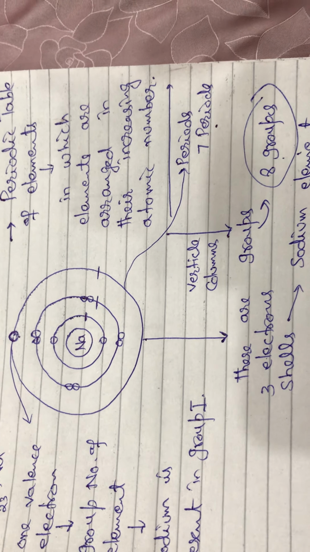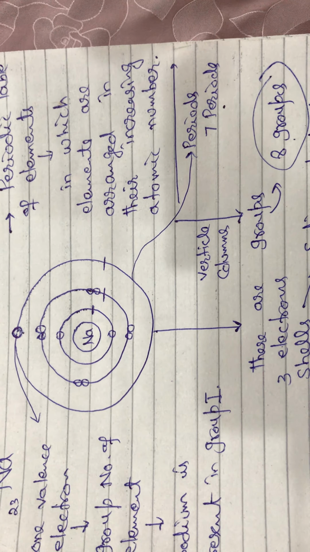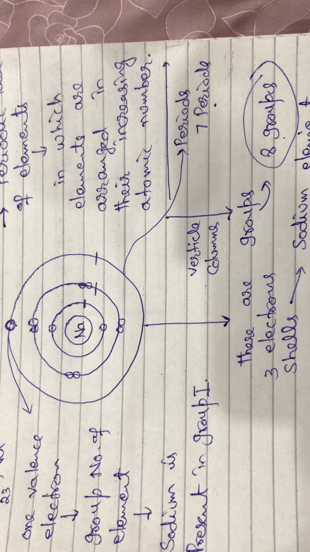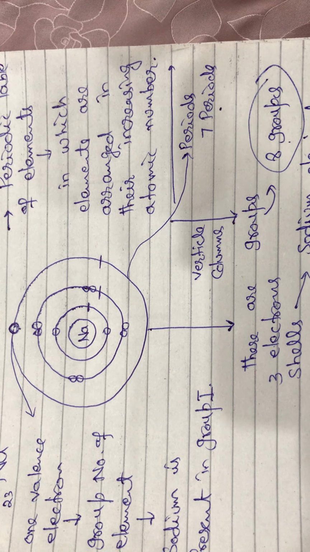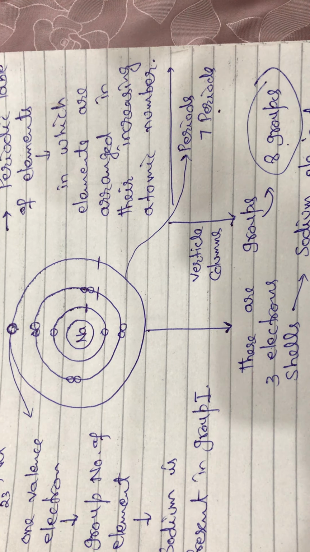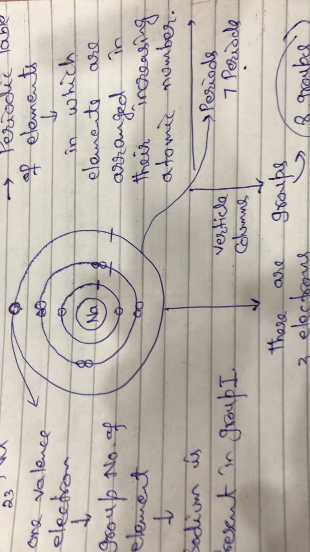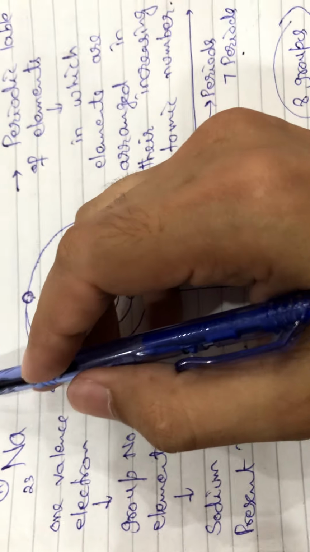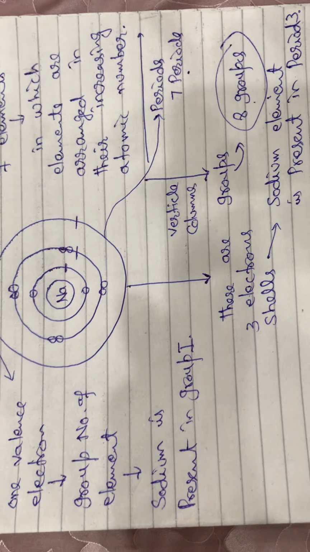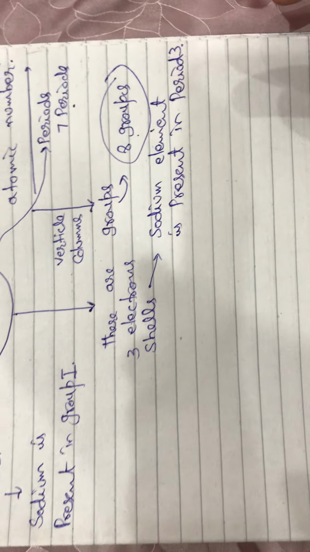So the electronic structure of an element has a relationship with the periodic table. The valence electrons tell us about the group number, and the number of shells in which its electrons are occupied tells us about the period number. Now we have to find out the number of protons, electrons and neutrons in atoms and ions.